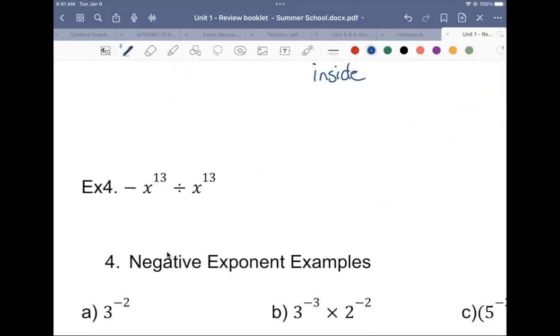Another example here, we don't see brackets here. So we assume the brackets are around just the x. So we will end up getting negative x to the 13 minus 13 because of this division, which gives us negative x to the 0, which gives us negative 1 again.